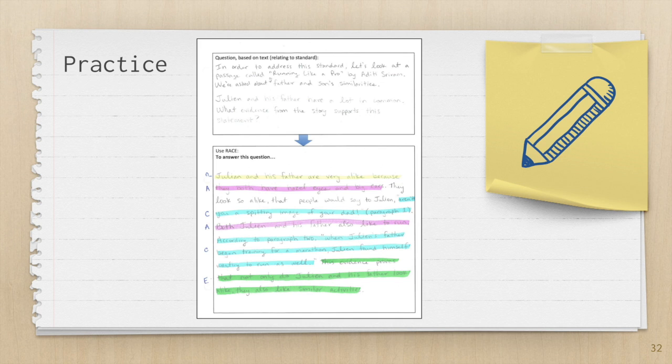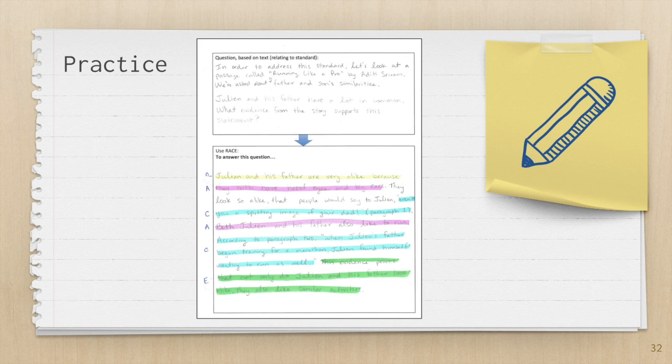The presenter wrote, "In order to address this standard, let's look at a passage called Running Like a Pro by Aditi Shriyam. We're asked about a father and son's similarities. Julian and his father have a lot in common. What evidence from the story supports this statement?" The presenter then responds with a detailed, evidence-based answer.